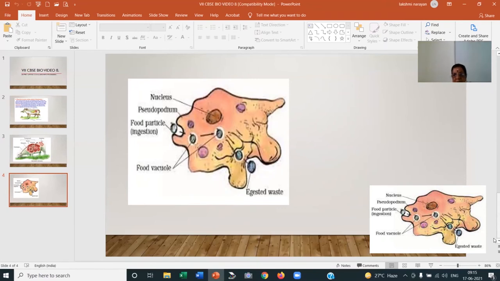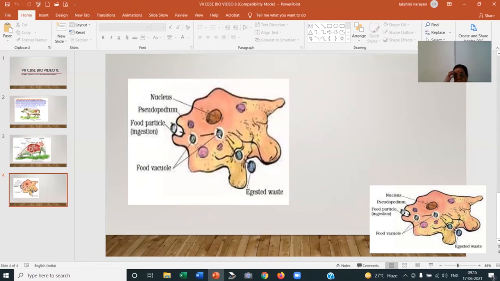As we know, amoeba has an irregular structure and it moves with the help of pseudopodia. And the pseudopodia are also helpful in capturing the prey. Now here, the arrow marks food particle ingestion. When the amoeba puts forth the pseudopodia, it forms a structure like an invagination, an in-pushing, taking the food particle. That food particle reaches into the body, because amoeba is a unicellular organism, and then it forms a food vacuole.